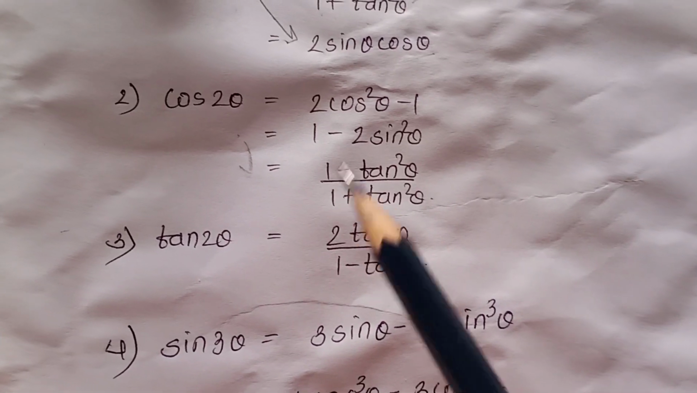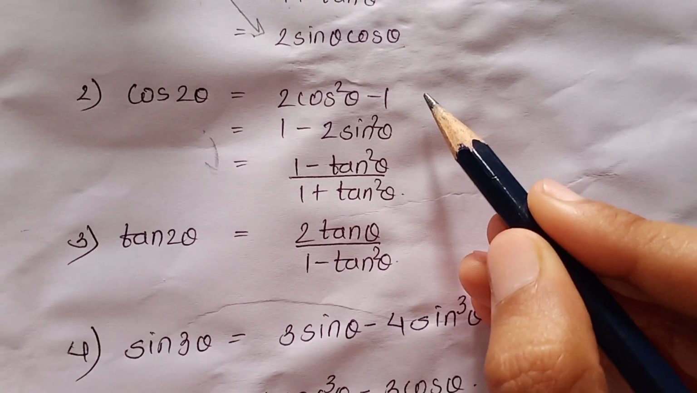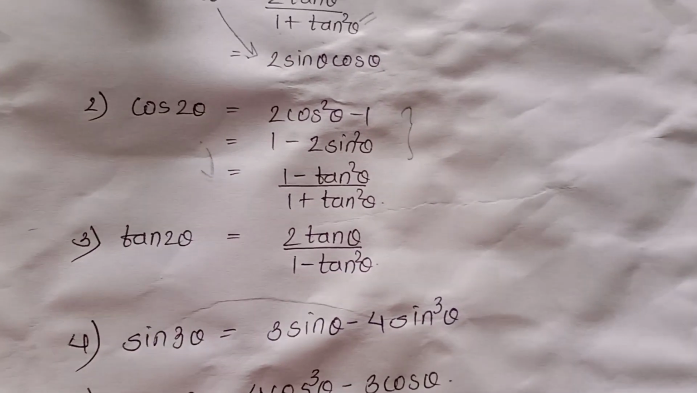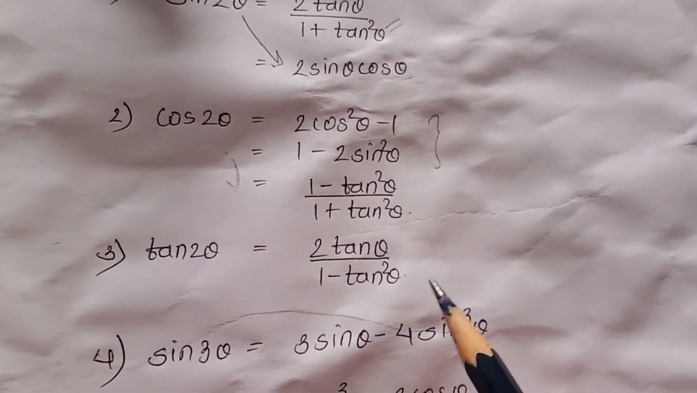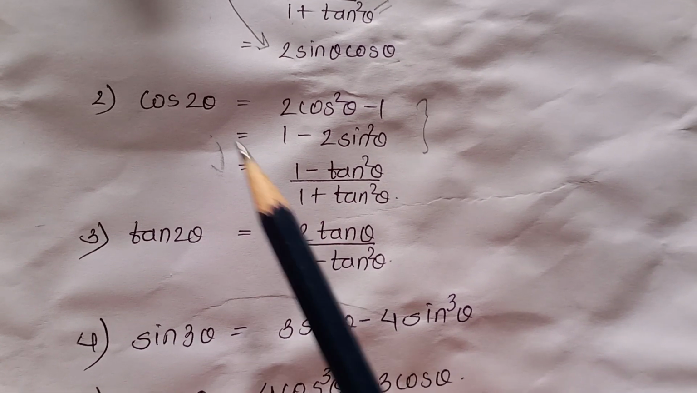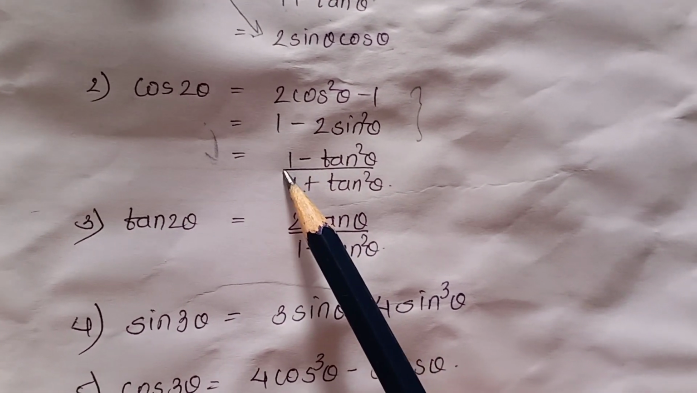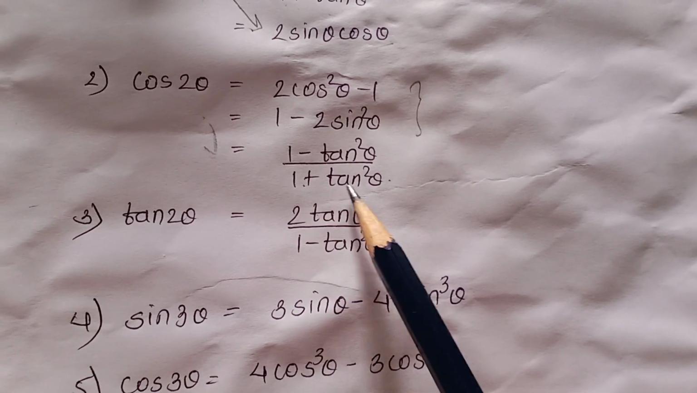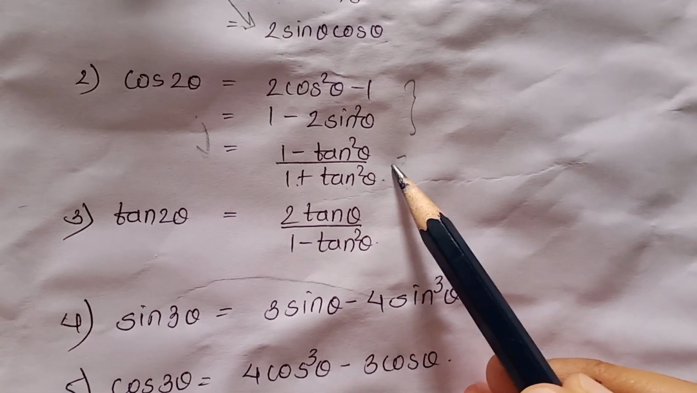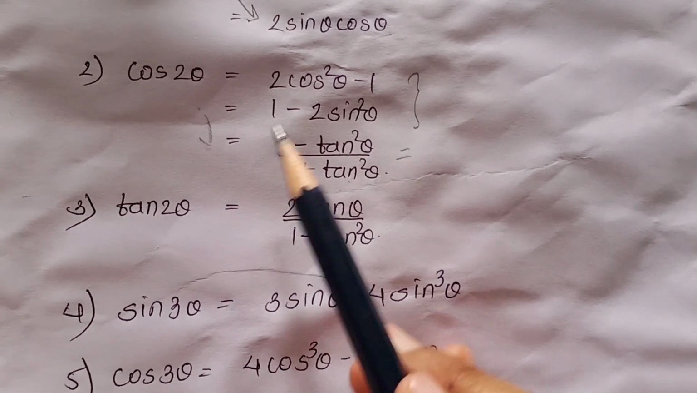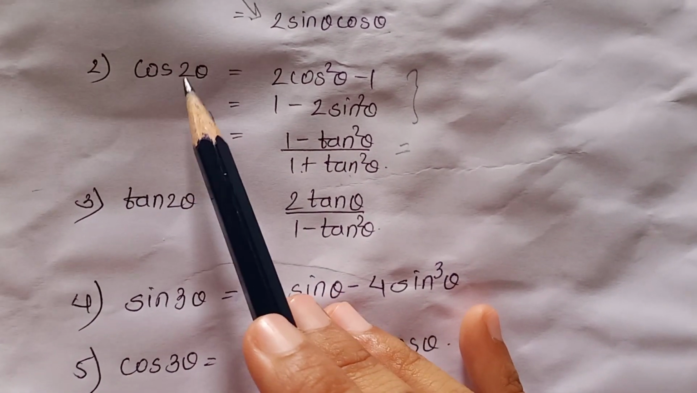Similarly, we use these two formulas repeatedly or mostly. But there is another formula for cos 2 theta in terms of tan, which you have to remember. It is 1 minus tan square theta upon 1 plus tan square theta. So sometimes in an example it will be 1 minus x square upon 1 plus x square. Such a form is of cos 2 theta. You have to remember that.